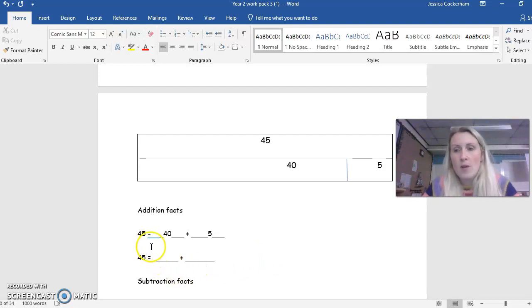And that equals symbol there represents the same as. So it doesn't matter which way it goes round, does it? It means the same as. So 45 is the same as 40 plus 5.